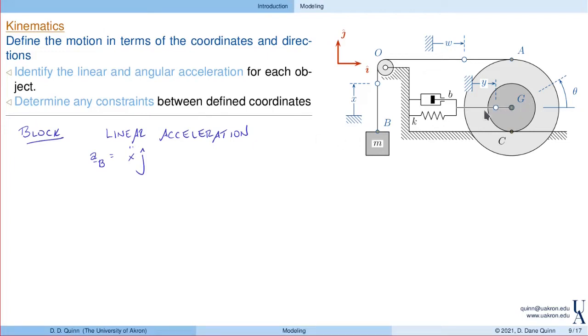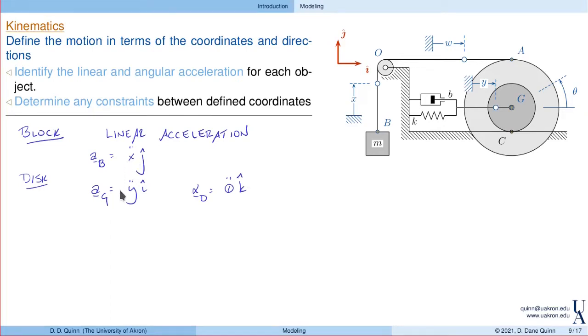Now, if I look at the disk, the disk translates, so the mass center moves around, and it rotates. So for the disk, I'll need both linear and angular acceleration. The linear acceleration of the mass center is described naturally by this coordinate y. That's why we defined y in the first place, so that we could describe the displacement of G. So that's y double dot in the I direction. The angular acceleration was the first thing we defined, and that's in terms of theta. So theta double dot in the k direction.